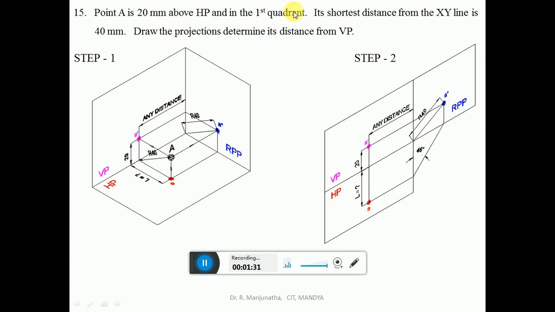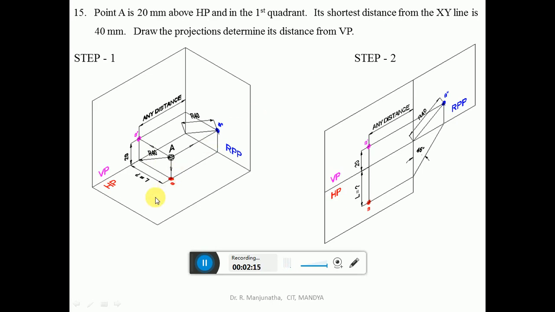But here, he has not given the distance in front of VP, but instead he has given the shortest distance. So he has given this above HP distance and this distance, which is 40 mm. So where will we be able to see the distance: in the front view, in the top view, or in the side view? Actually this distance can be seen only when you look from the side view. Here it is either the left side view or the right side view, but we have to consider only one particular view, which is the left side view.